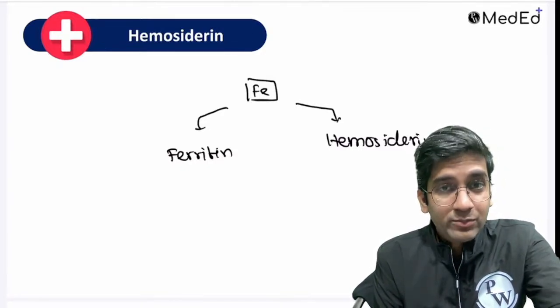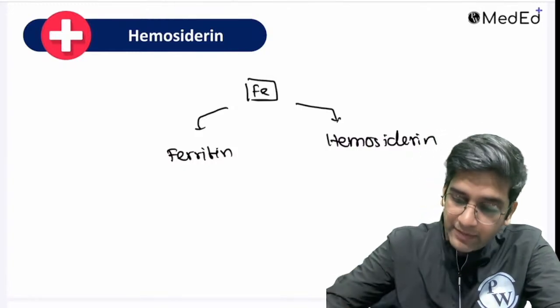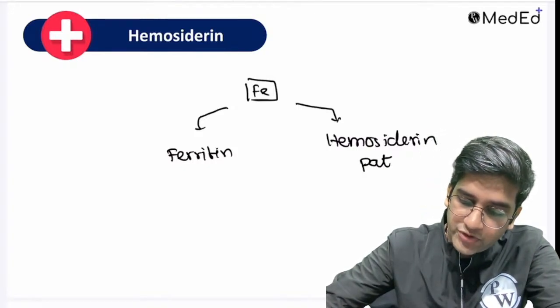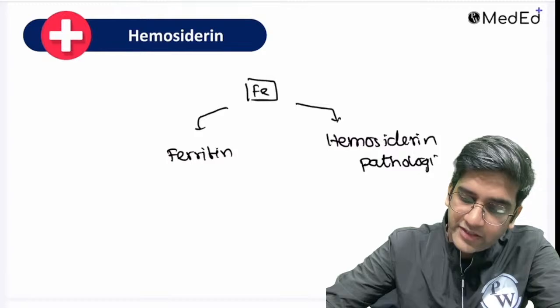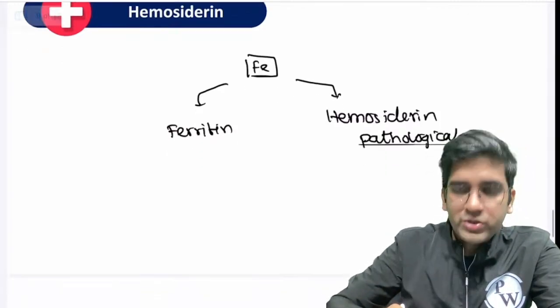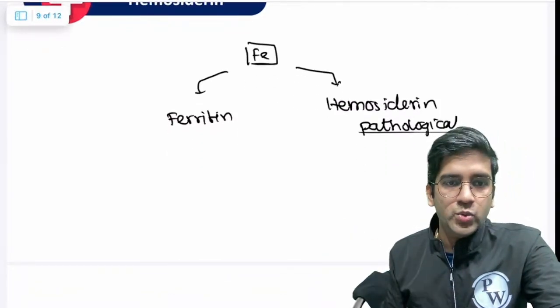I do require hemosiderin because hemosiderin is most likely pathological. Pathological iron deposit, everything will be in the form of a hemosiderin complex. Again, it's a protein bound iron complex. Physiological, I don't want to know about it.